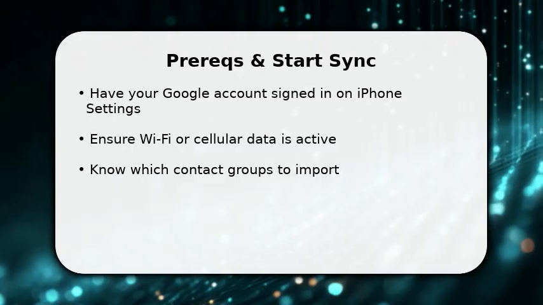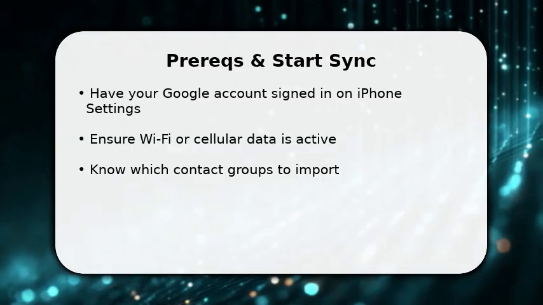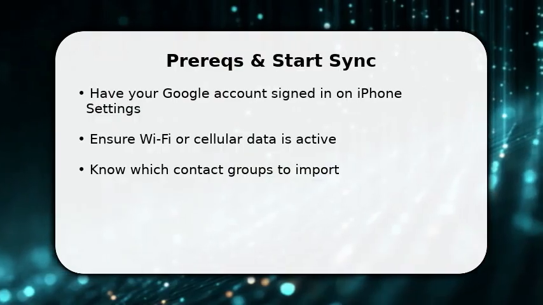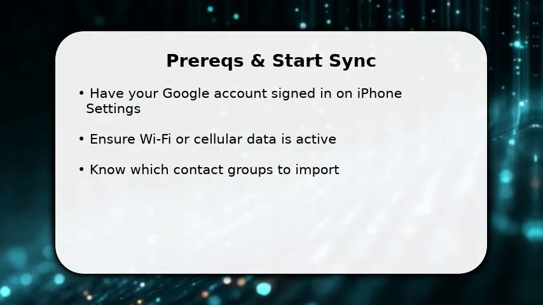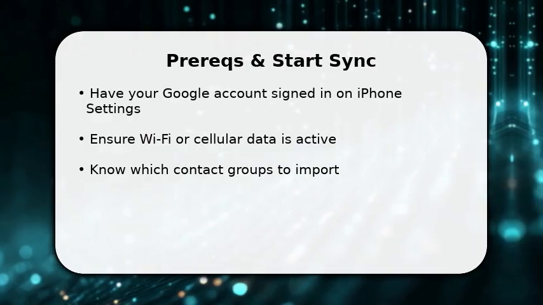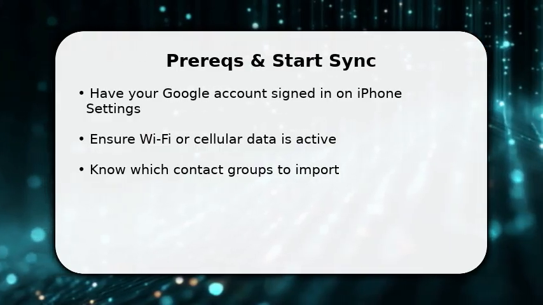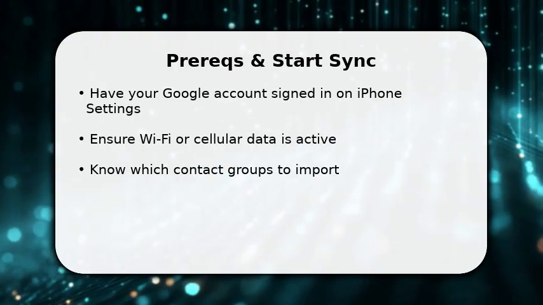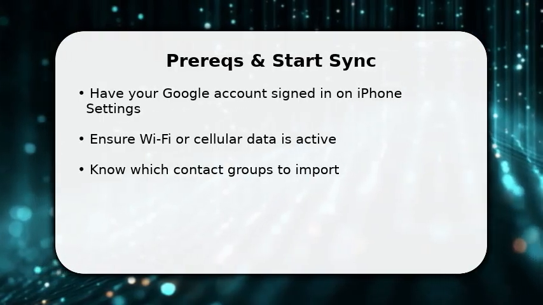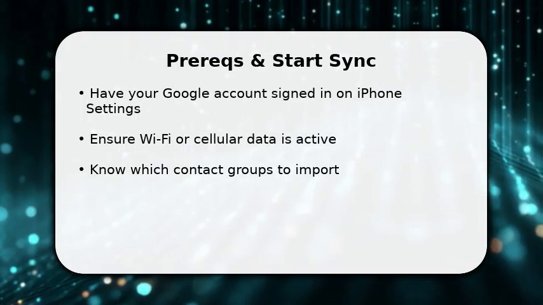Enjoy the video. You start by confirming prerequisites. You must be signed into the Google account on your iPhone and connected to Wi-Fi or cellular data. Once done, open Settings and tap Contacts, then Accounts. Add account if Google isn't listed. Sign in with your credentials and grant permission to sync contacts.